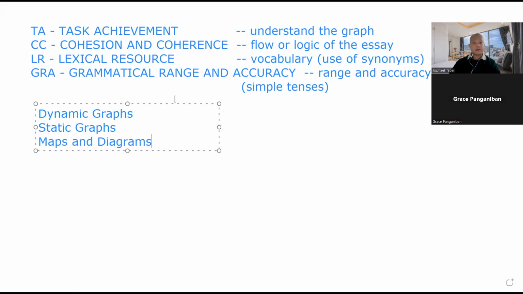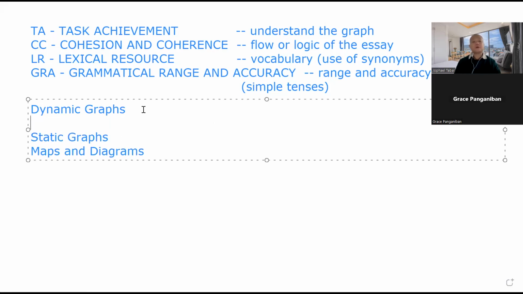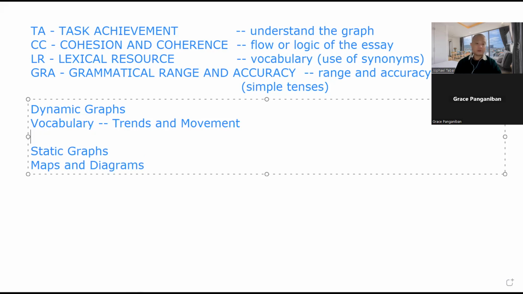Now, the reason why the student has to understand the different types of graphs is that for dynamic graphs, the vocabulary the student has to use is the vocabulary that describes trends and movement. There are four major trends: upward trend, downward trend, fluctuating trend, and did not change. These vocabs can only be used to describe dynamic graphs.